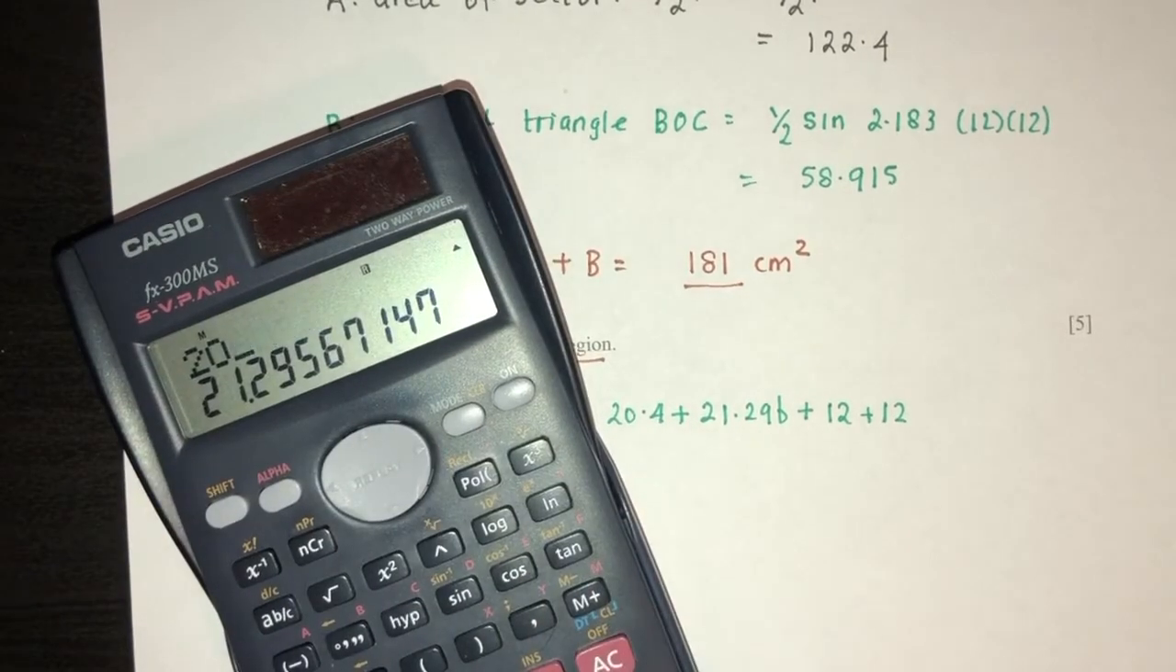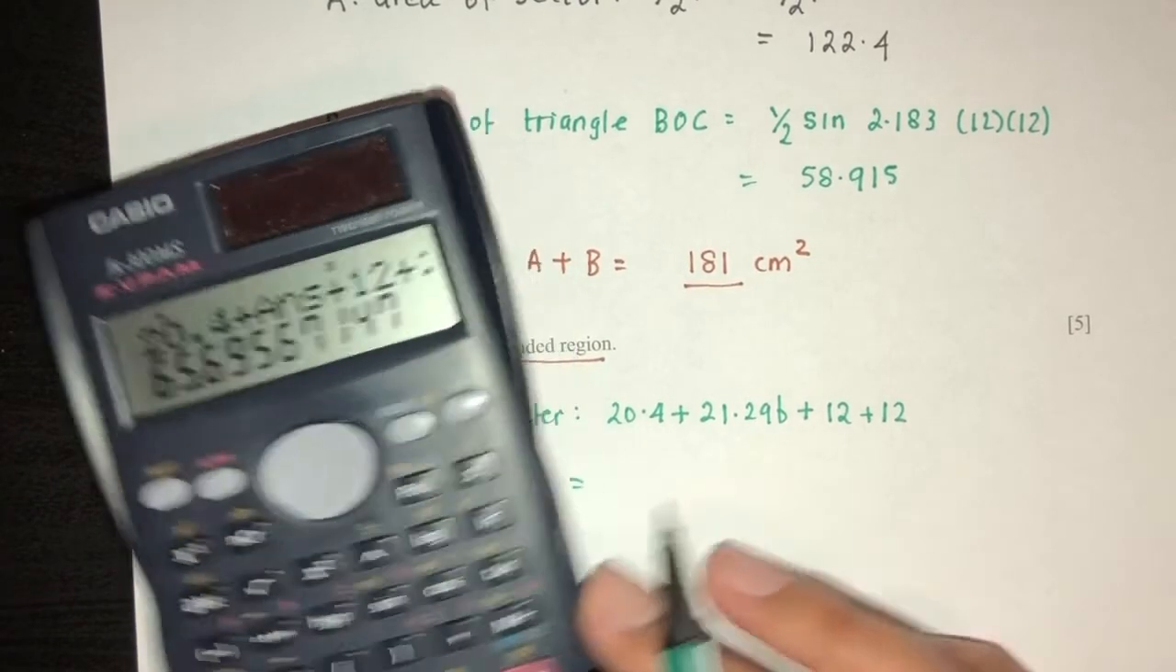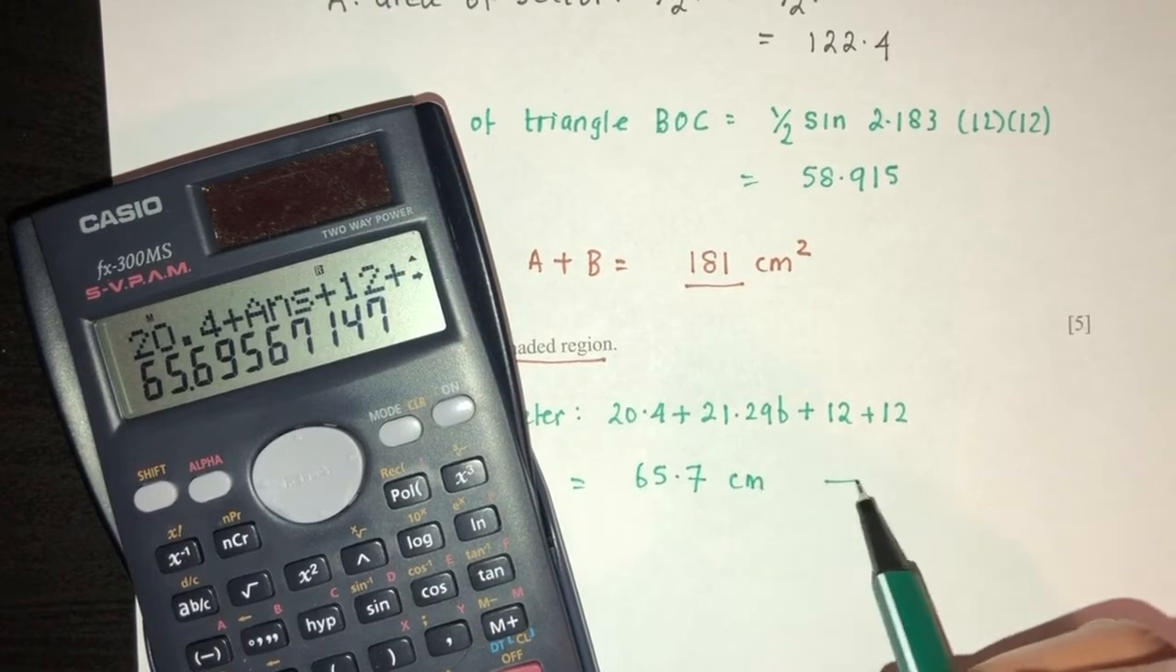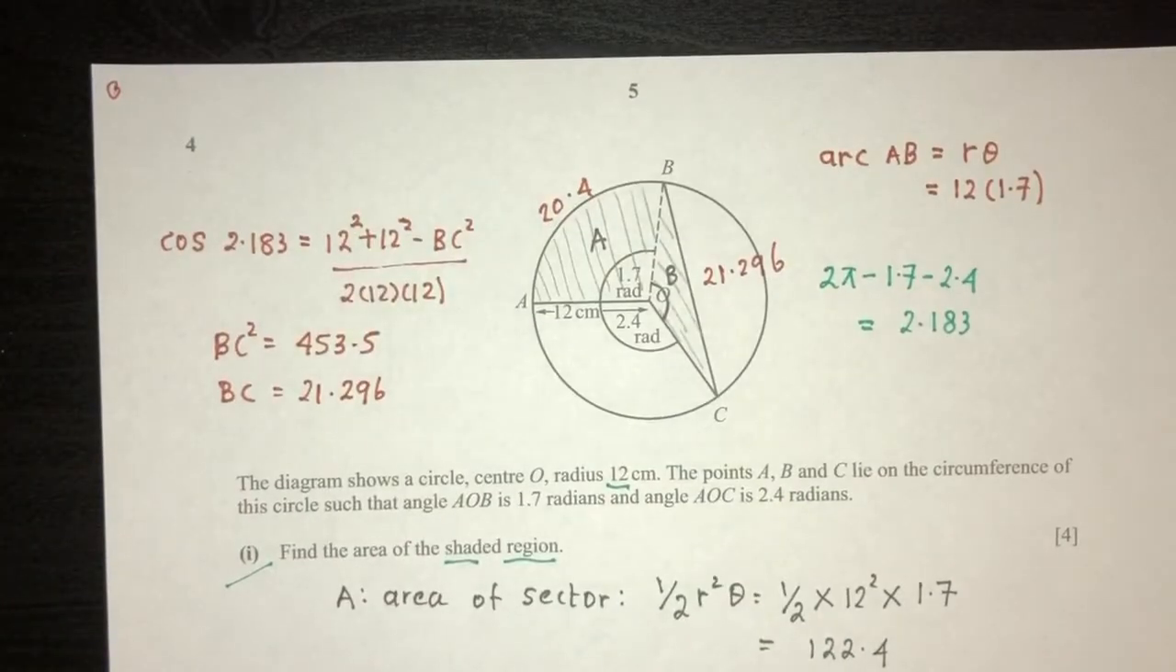20.4 plus 21, so plus answer, plus 12 plus 12. That should be 65.7 centimeters for the perimeter. Okay, so that will be your question number 4.